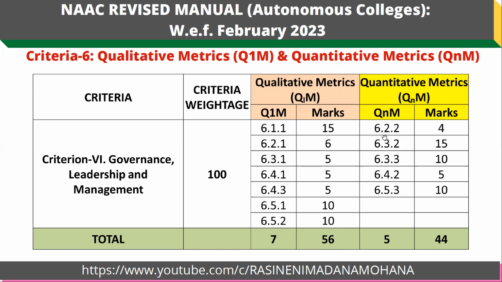Then the first quantitative metric 6.2.2, weightage is 4. Then 6.3.2, weightage is 15. 6.3.3, weightage is 10. 6.4.2, weightage is 5. 6.5.3, weightage is 10. Total 5 quantitative matrices with total weightage 44.